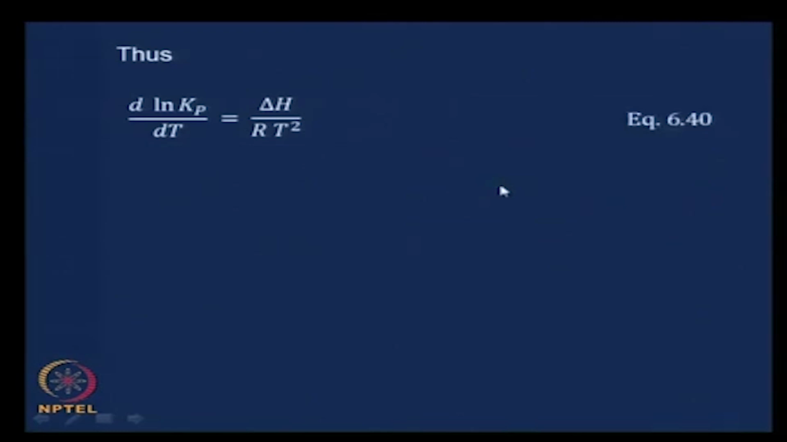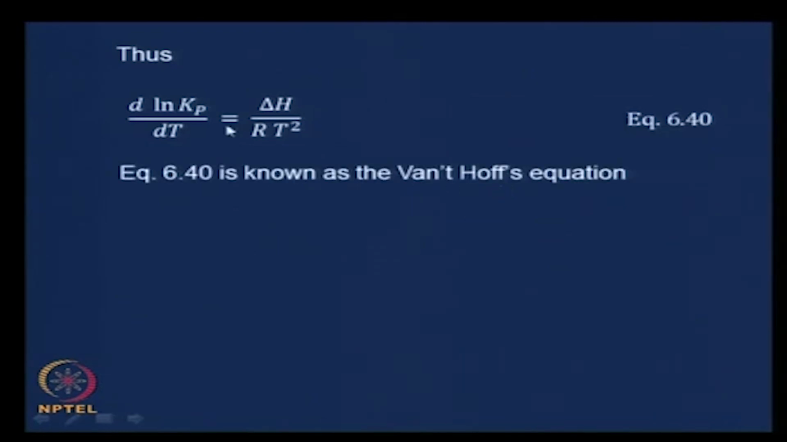This is equation 640, and this equation, d ln Kp by dT equals delta H by RT squared, has a special name. It is called the Van 't Hoff's equation. Now that you have seen this, we have worked out a means by which we get the dependence on temperature of Kp in terms of the enthalpy of the reaction, and the temperature of the system.